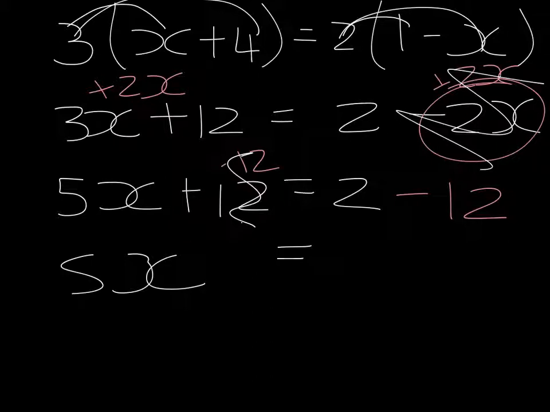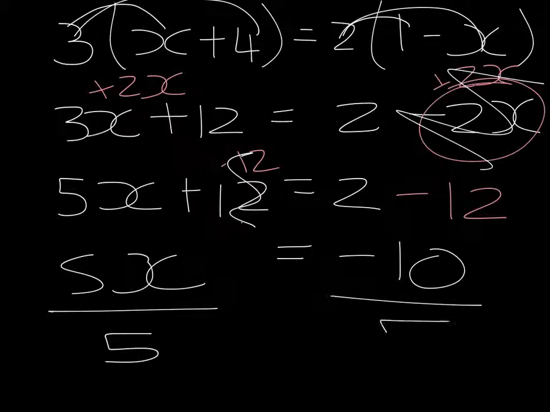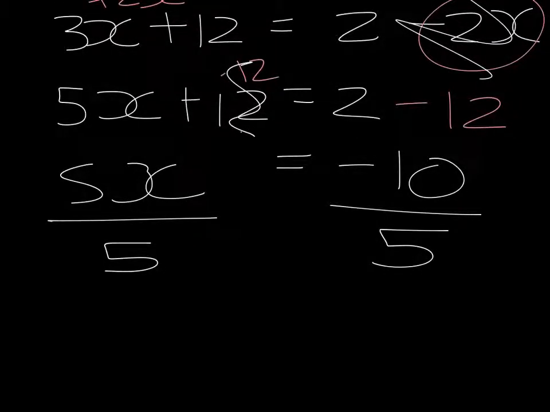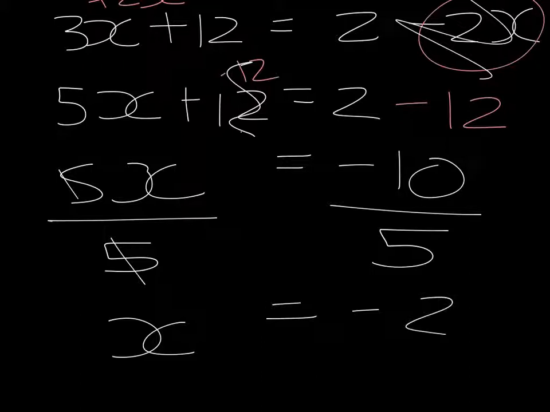2 take 12 will go into the negatives, so it will be negative 10. So now we've got 5x equals negative 10. So we divide that by 5, and we divide that by 5. That crosses out, so that gives us x, and negative 10 divided by 5 gives us negative 2. And that's our answer.